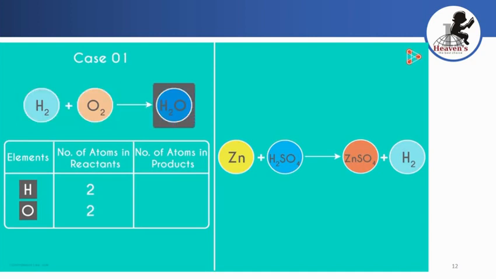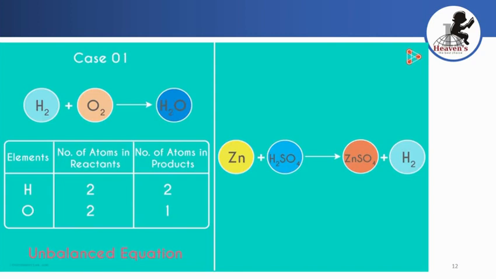So here, on both sides, the number of atoms are not equal. On the left hand side and right hand side the number of atoms are not equal. So this is an unbalanced chemical equation. An unbalanced chemical equation is also called a skeleton equation.